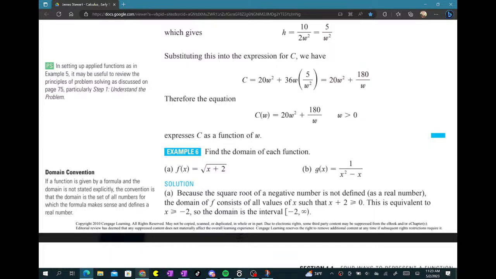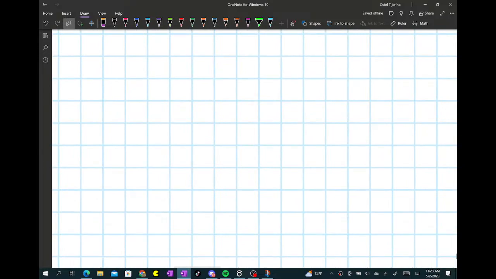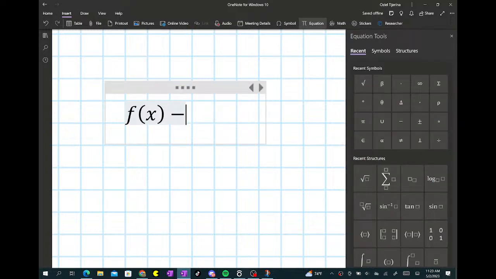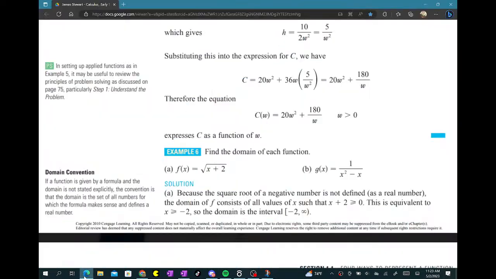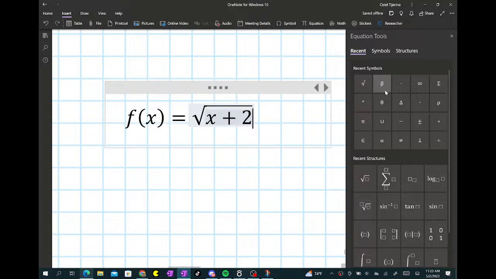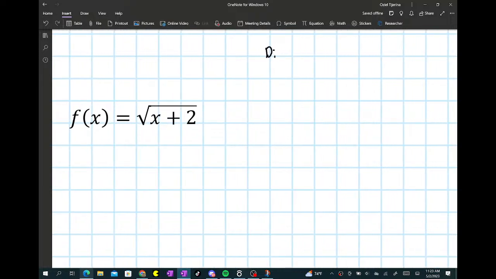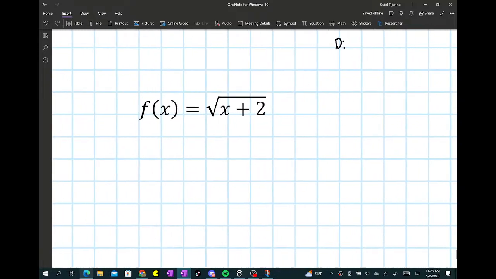Now example 6 says to find the domain of each function. Now we have the following, and we're going to look at this. F of x equals the square root of x plus 2. If you guys don't remember, we can't have a negative in the square root. So when I say the domain of this, I have to say that the square root of x plus 2 has to be greater than or equal to 0.